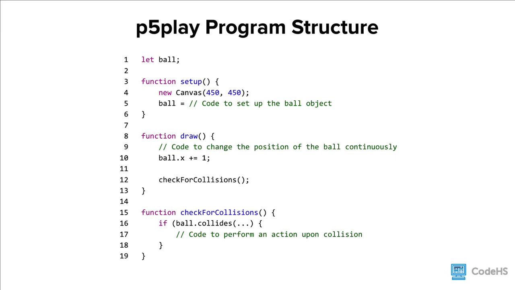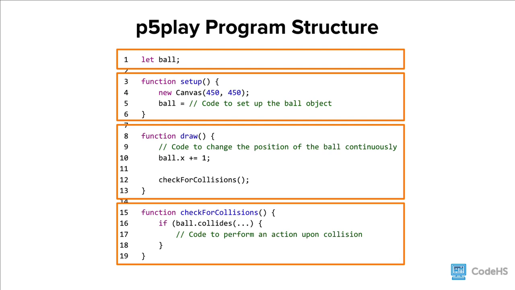Here's an example that uses all four areas of the program. The ball variable is initially declared at the top of the program. Then the ball is defined in the setup function when the program initially runs. Then 60 times per second, the code inside the draw function changes the X position of the ball and calls a custom check for collision function. This runs the code in the custom function that will perform an action if the ball collides with something else in the scene.